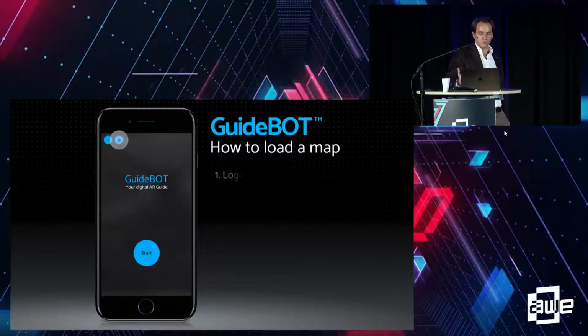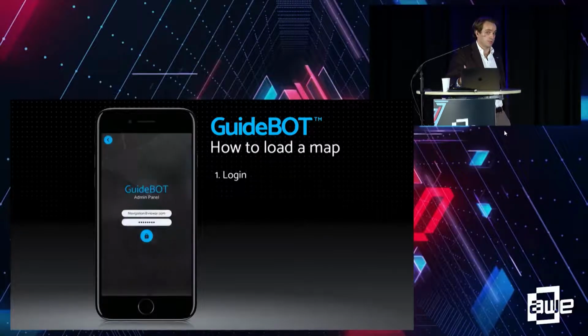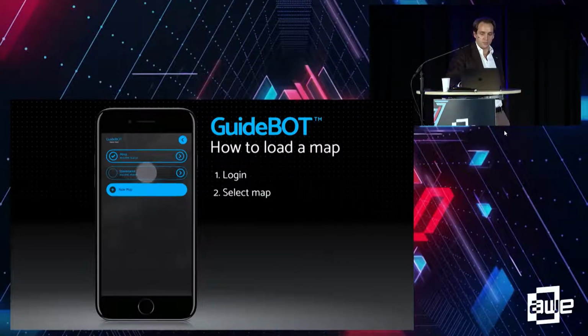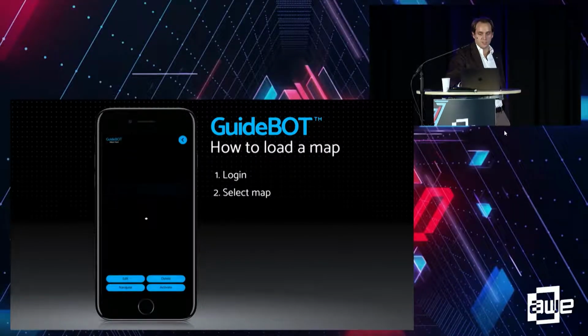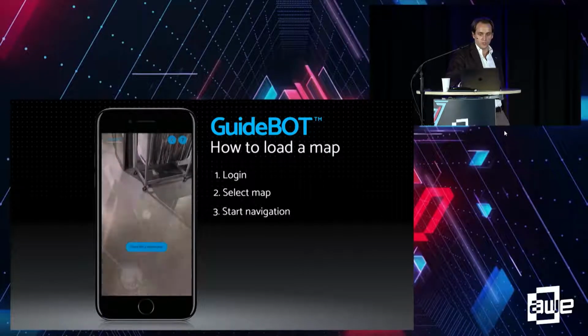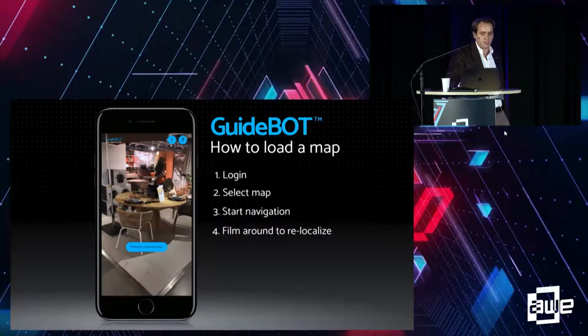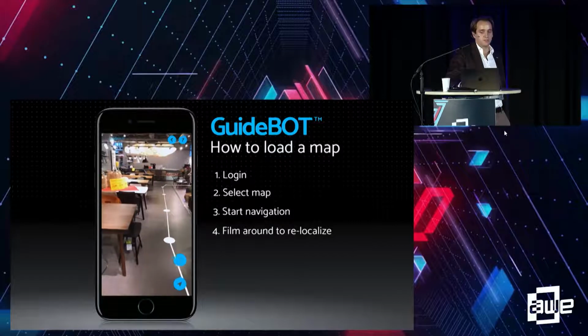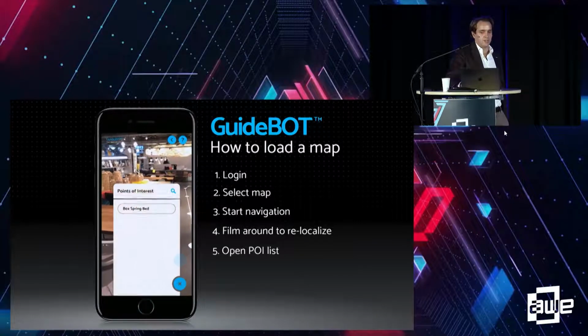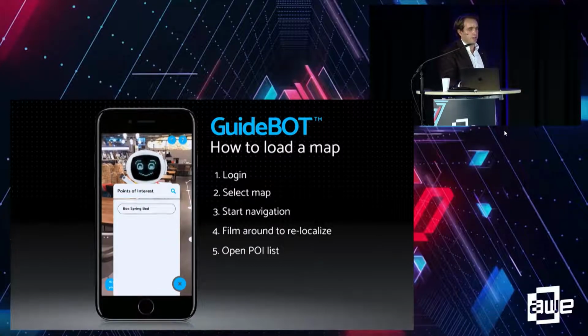So in order to load this, the application is rebooted, which will, let's say, eliminate all the tracking information. And you then select this map. You see an overview as you're the admin. And then you can choose whether you want to edit it or you want to navigate with it. And then you can film around, and the system will do a relocalization. And then you can let the robot appear and guide you around.